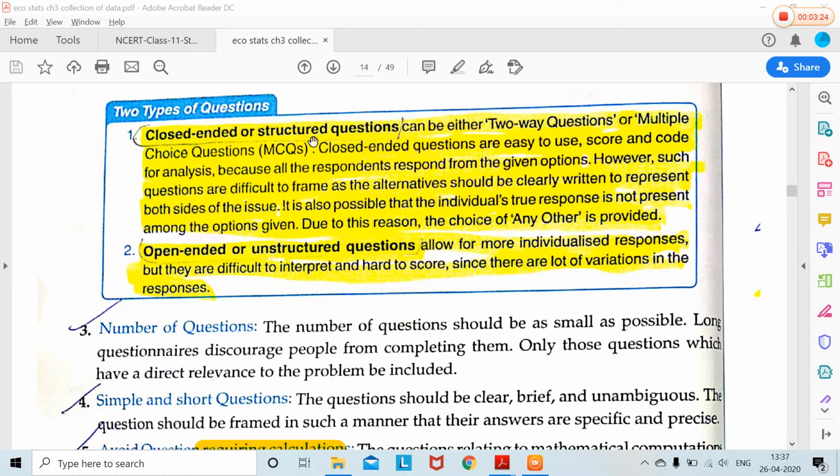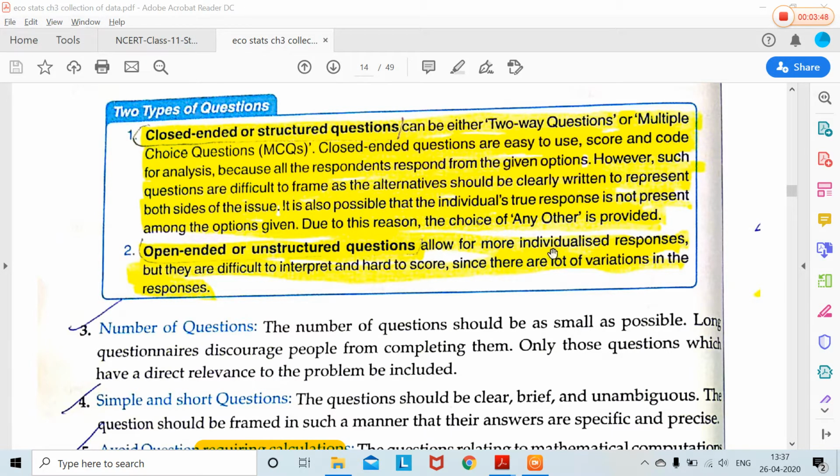Then open-ended or unstructured questions, where you can ask the respondent to answer the way they like. Like, what are your views on Indian poverty? This is an open-ended question. There are no ends to the answer to this question. This is an unstructured question. You can answer whatever you want, in whatever way you want to.